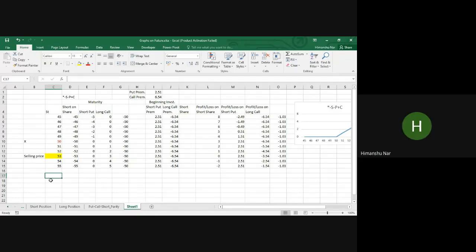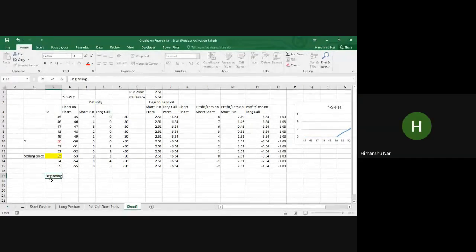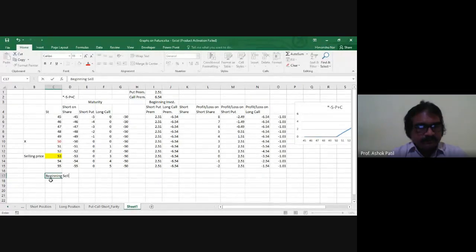Okay, I'll write it here. Yeah, somewhere in the beginning part. Not investment, you write only beginning selling price. Actually, you can put that near H1 and H2. So above H1, H2, you can write that. So that is the beginning part, that is the given part.